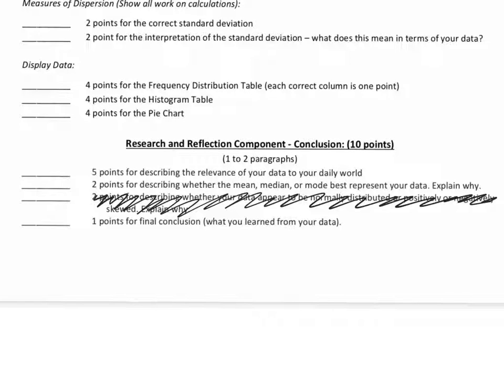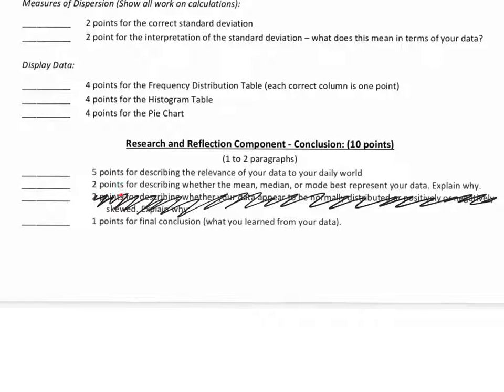So the first part is to make sure that you go back and describe how this data is relevant to your world. Why did you try to find your data in the first place? So for some of you, you might have been looking for the average. Some of you might have been looking for how spread out your data was. So that could be the standard deviation. So tie it back to your introductory is basically what this part is saying.